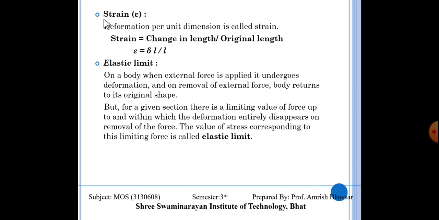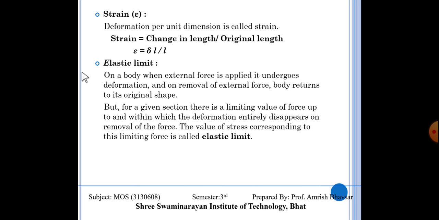Now, strain. What does it mean? Deformation per unit dimension is called strain. So, strain is equal to change in length with respect to original length. The notation of this strain is epsilon is equal to delta L upon L.